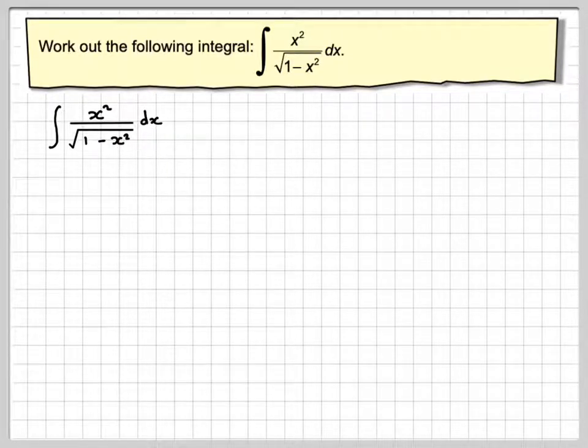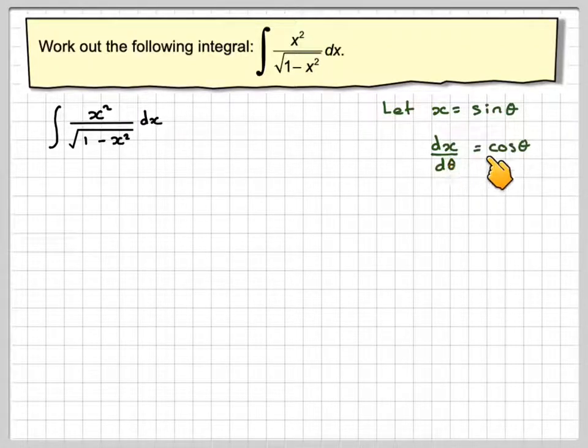Now we're going to use a substitution, and unless you've seen it before, you wouldn't know what substitution to make. So we're going to let x be equal to sine theta, and possibly at A level they will tell you that. First thing we do in integration by substitution is differentiate that. So dx by d theta is cos theta, and that means that dx will be equal to cos theta d theta.